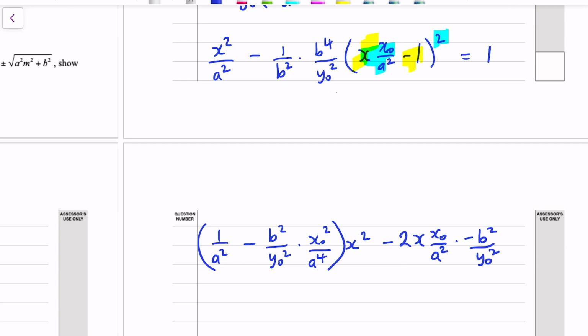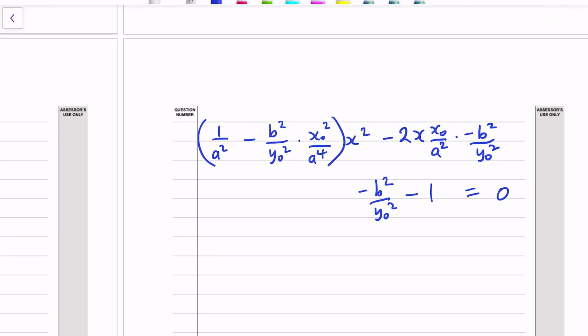That's the linear term, and then the constant term comes from the minus 1 all squared. So 1 times the constant that's in the front, minus 1 over b squared. Oh, no, I'd already simplified that. Minus b squared over y naught squared. Don't forget the 1 on the right hand side of the equation. It's also minus 1, and then equals 0. So that's a quadratic that's already in standard form.